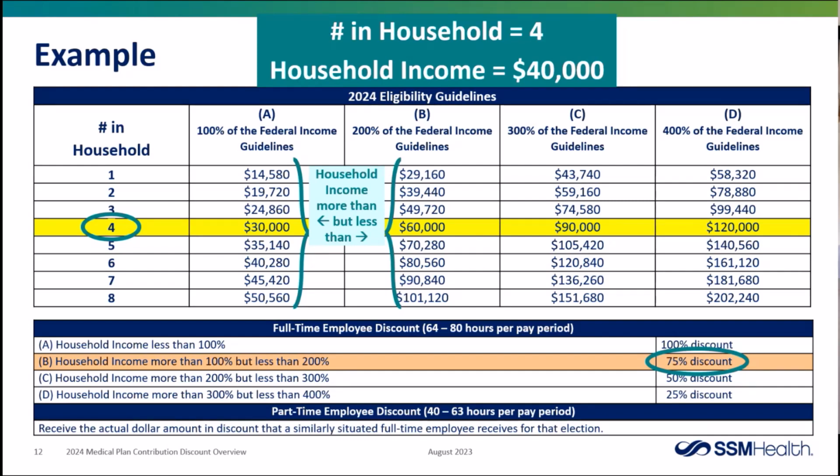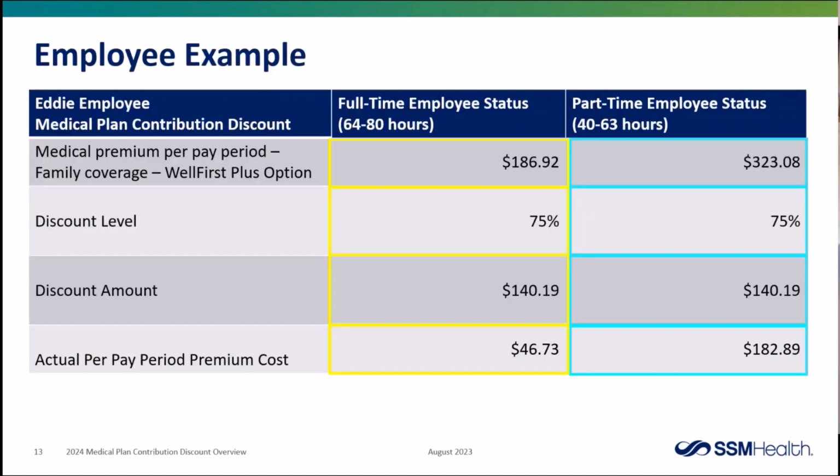Okay. So tell me what this looks like in terms of dollar amounts. So Eddie and his family has family coverage and elected the Welfare's Plus option. He pays $186.92 each pay period, as shown in the yellow highlighted column. The 75% discount of $140.19 is added back into Eddie's regular earnings. So that results in an actual per pay period premium cost of $46.73.